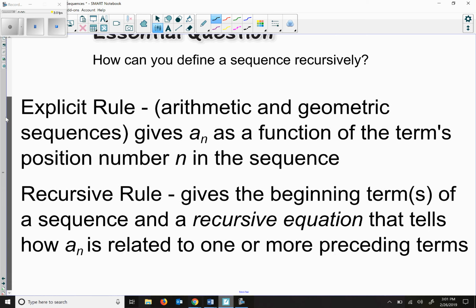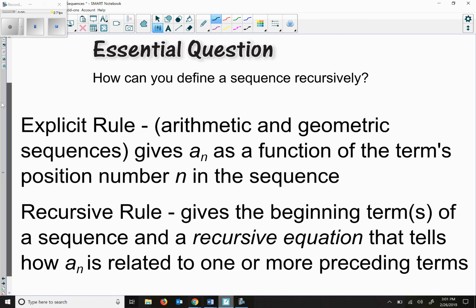Okay, so a couple of our big definitions that we need to make sure we get down. Our essential question: how can you define a sequence recursively? That's our goal for the end of this lesson, to understand how we can define sequences using that recursive formula. First thing we need to define is the explicit rule.